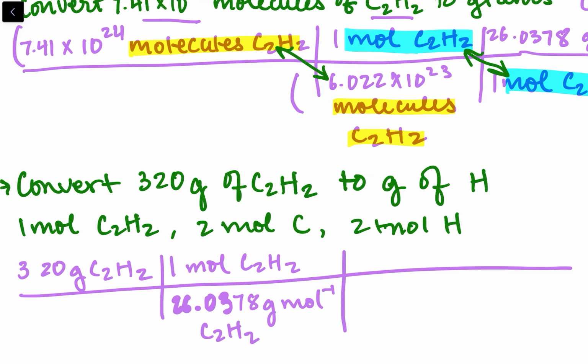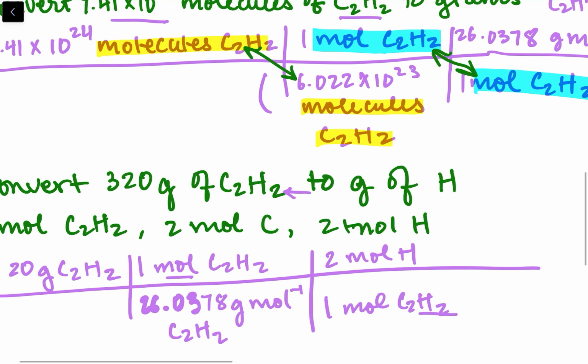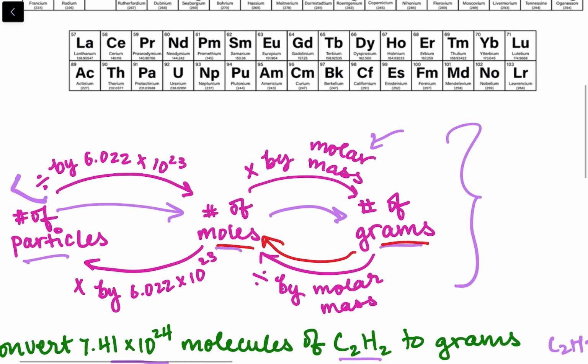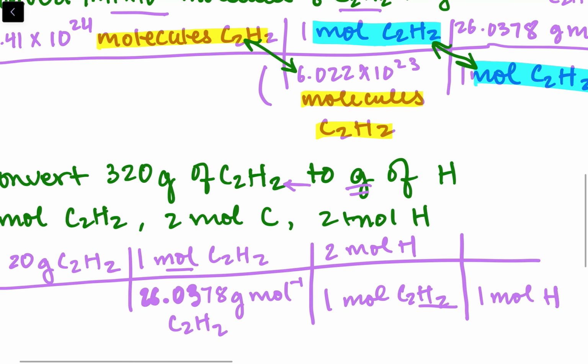Now we need to match this unit to this right here. So we're going to say in 1 mole of C2H2, we have 2 moles of hydrogen. Now how did I know that? Through mole ratios and the subscript right here. Okay, so we have 2 moles. Now in 1 mole of hydrogen, what's the number of grams? Because we're trying to go from moles to grams. So we're going to go this way. We're going to multiply by molar mass.